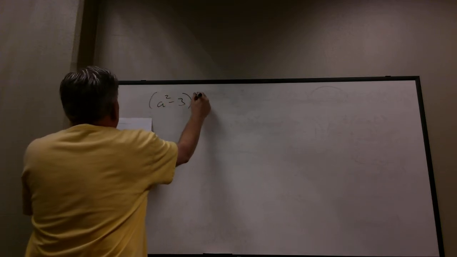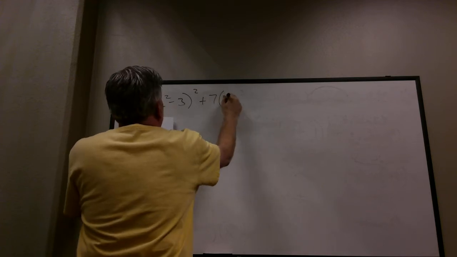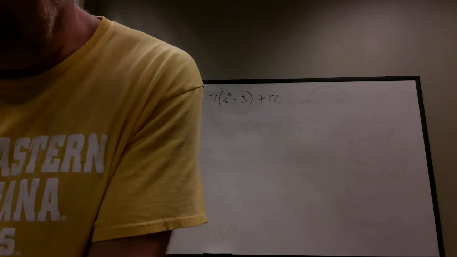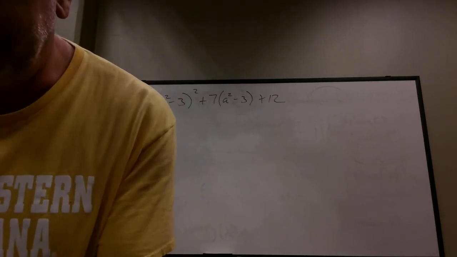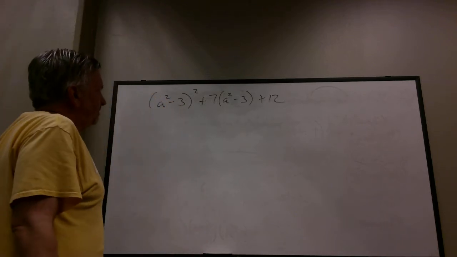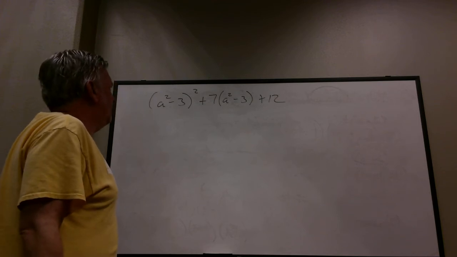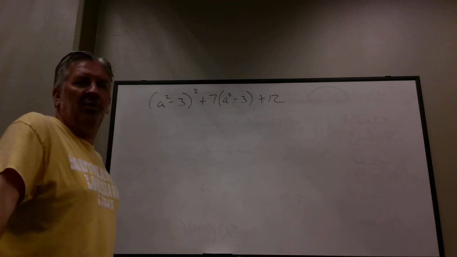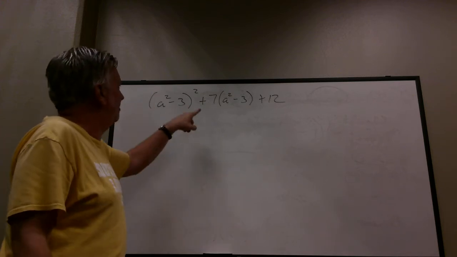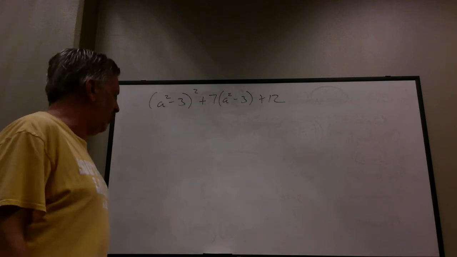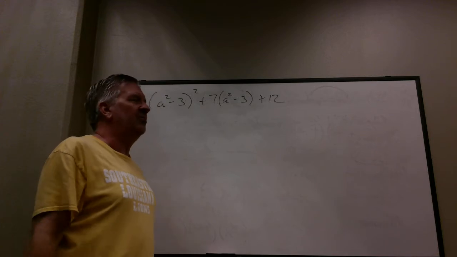Okay, let's go back and look at that e that I skipped. It says a squared minus 3 squared plus 7 times a squared minus 3 plus 12. Now that's a big mess. Okay, now this one, it's a trinomial in disguise. Now, if you actually multiplied that out, combined like terms, you're going to have a big giant mess. That's not what we want to do here. We want to avoid multiplying things out. Remember, the goal is to factor, right, as a product.